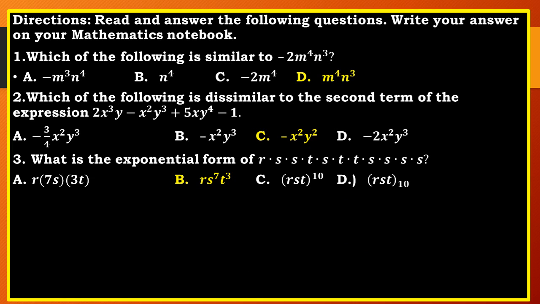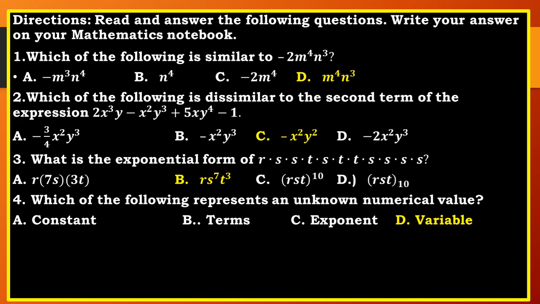Number 3. What is the exponential form of R, S, S, T, S, T, T, S, S, S, S? If the given is like this, always count how many S are there. We have 7. Then how many T are there? There are 3. How many R? Only 1. So the answer is letter B: R, S to the 7th power and T to the 3rd power.